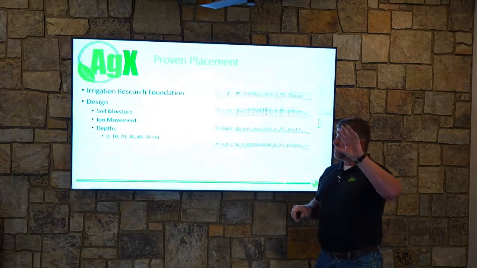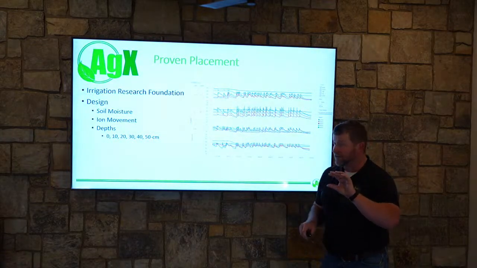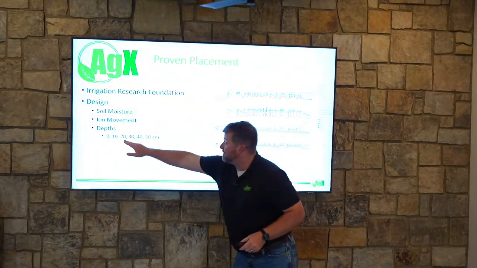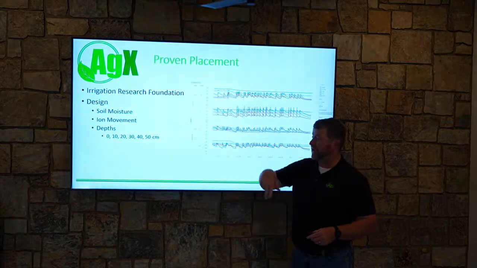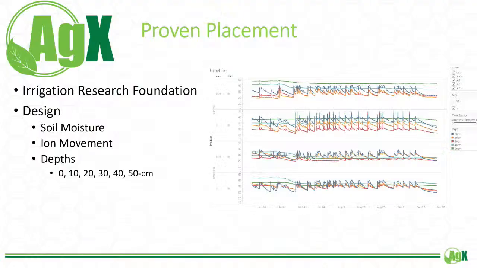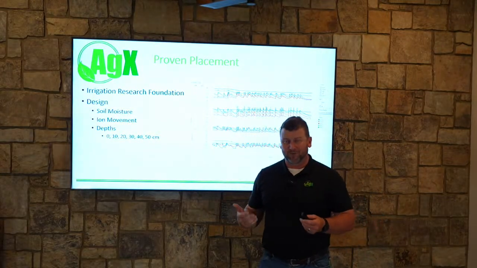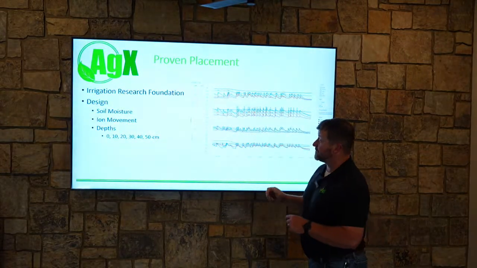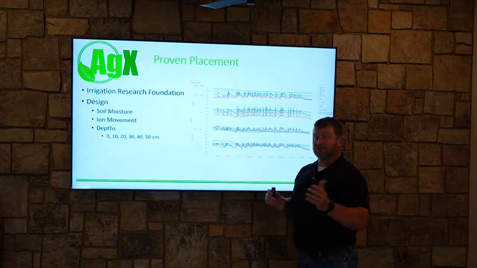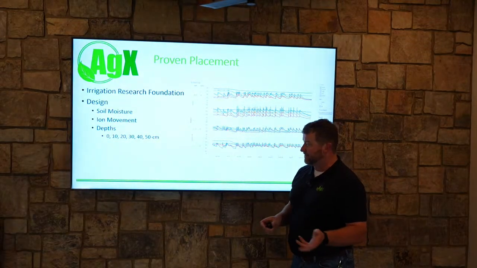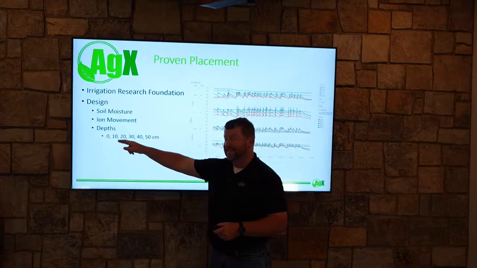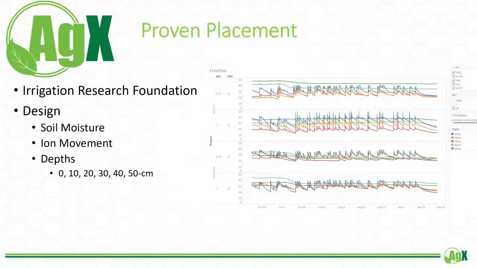So what we did is we measured soil moisture, we measured ion movement, but we measured them at 6 different depths. We measured them at 0, 10, 20, 30, 40, and 50 centimeters. So we oftentimes don't use centimeters, right? We're really comfortable with inches. So simply think about that there's about 2.4 centimeters in an inch. So when we are at 10 centimeters, we're at about a 4-inch depth.